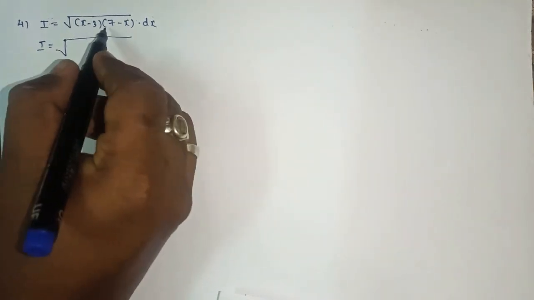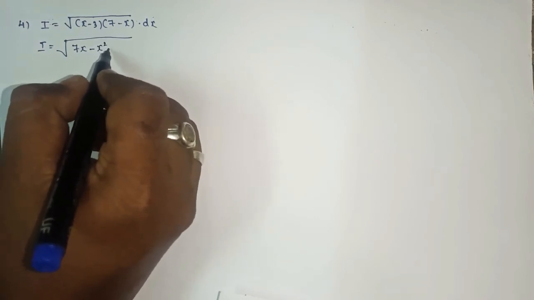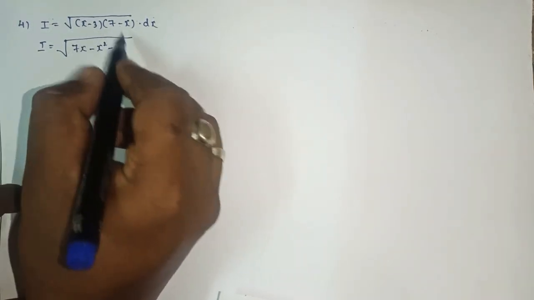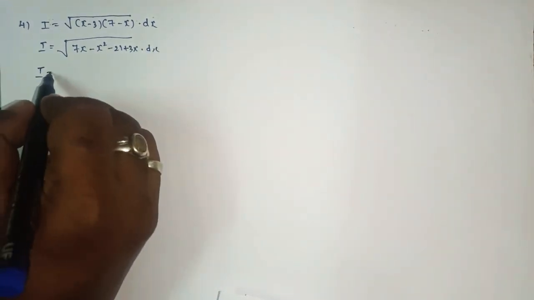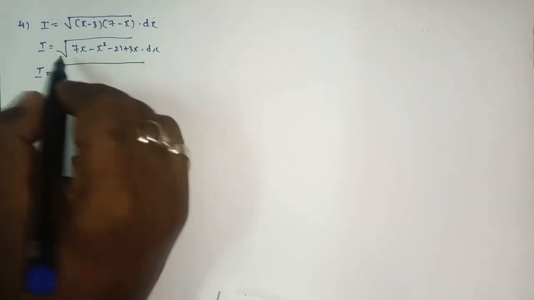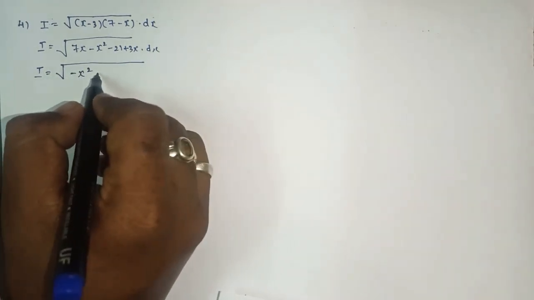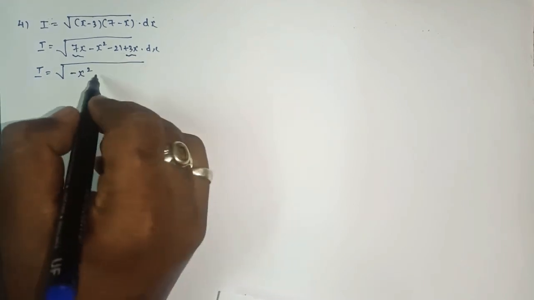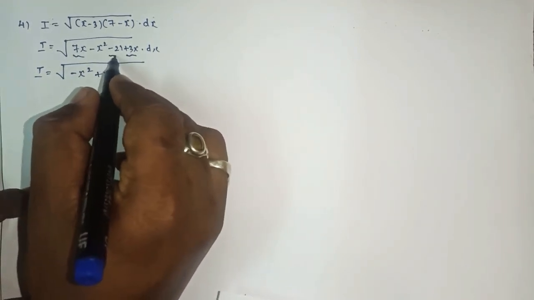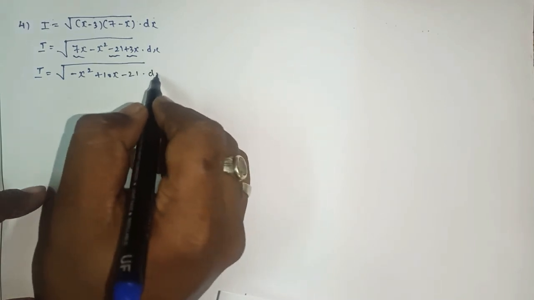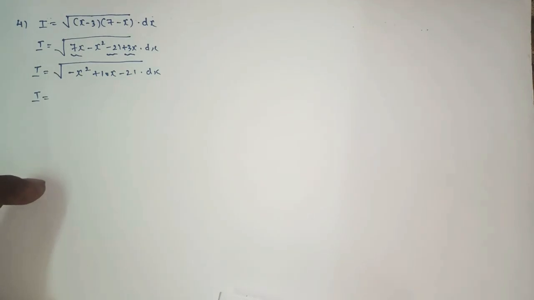So here when you expand, this part will be 7x minus x square minus 21 plus 3x into dx. In the integral, first we write the x square term, then the x part, 7 and 3 it will be 10x, and the number, so minus 21 into dx. So now it is in the proper quadratic form.